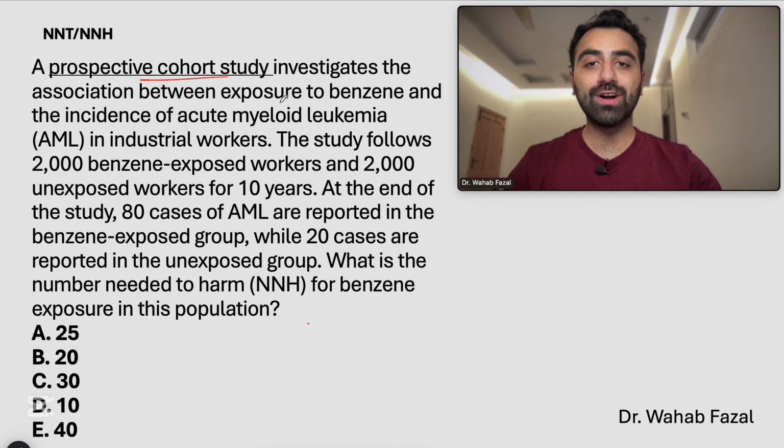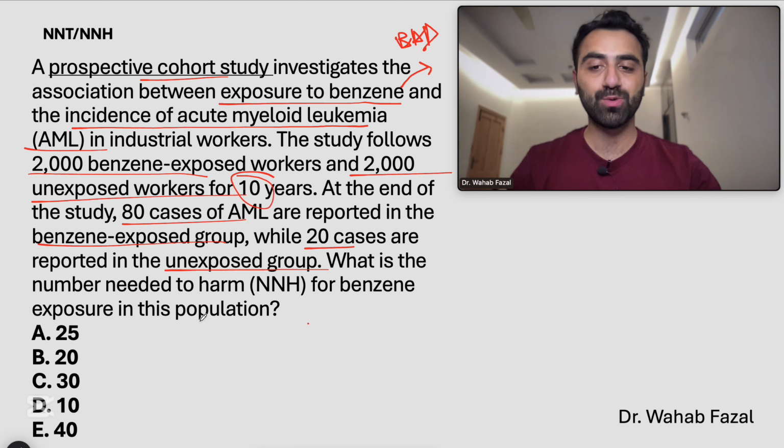So a prospective cohort study investigates the association between exposure to benzene and the incidence of AML. Right off the bat, you know this is something bad. And we want to see the development of acute myeloid leukemia. The study follows 2,000 benzene-exposed workers and 2,000 unexposed workers for 10 years. At the end of the study, 80 cases of AML are reported in the benzene-exposed group, while 20 cases are reported in the unexposed group. What is the number needed to harm for benzene exposure in this population?